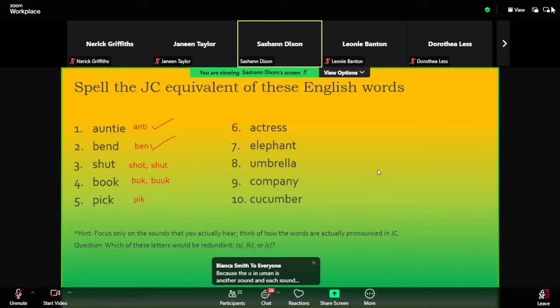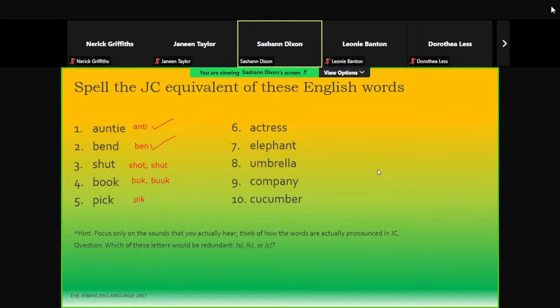Because the U in woman is another sound, and each sound in Jamaican has a distinct sound. Okay, fair enough. So in the word that we looked at before, woman, that U is representing a short U sound. And remember, the pronunciation for this word is not shoot, but shut, which means we're not looking for the short U sound. So we can cancel that one. We're looking for the short O sound, which is how we end up with option one being correct.